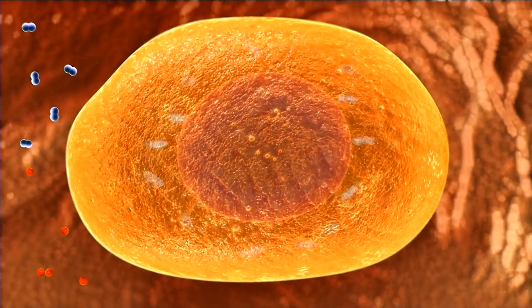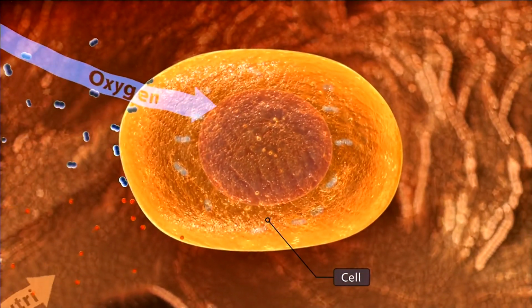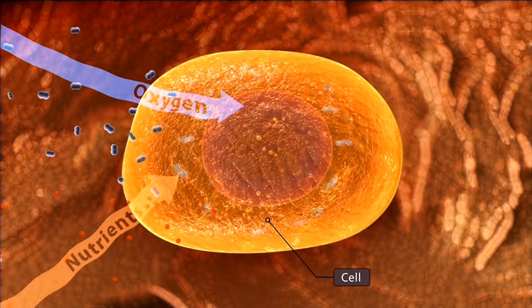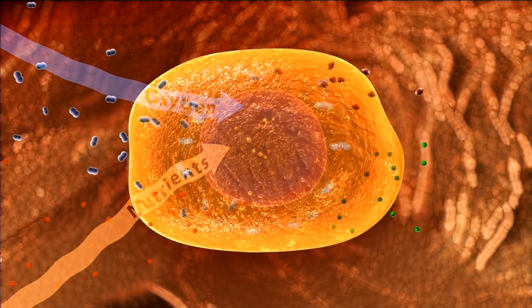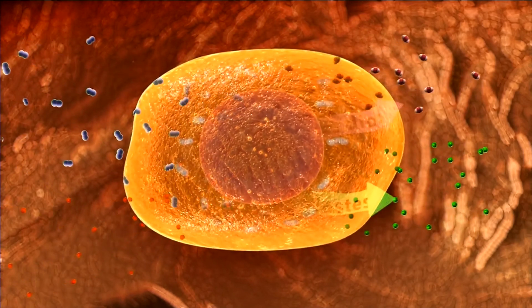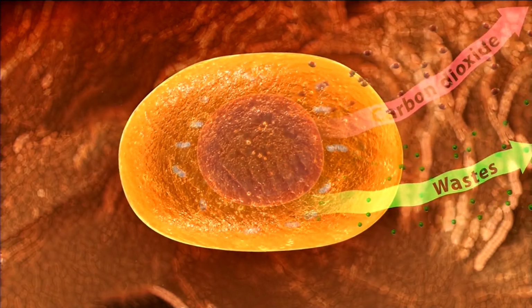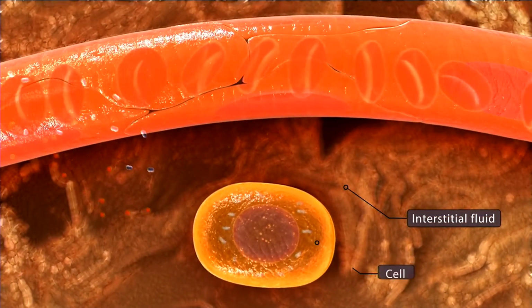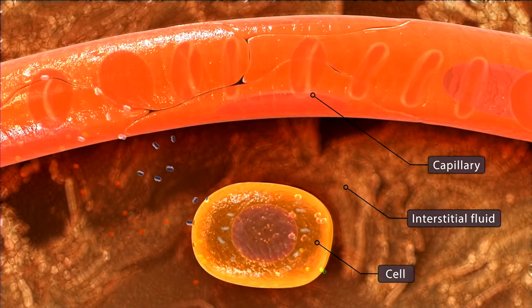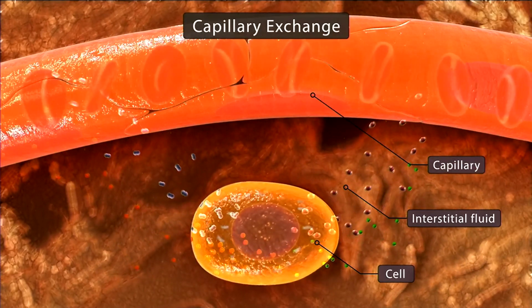The survival of every cell in our body depends on its ability to obtain the gases, nutrients, and other substances needed to complete all of its chemical processes. Cells also produce byproducts and wastes that must be transported away from the cell. The transfer of substances between the interstitial fluids surrounding each cell and the blood flowing past the cells in the capillaries is referred to as capillary exchange.